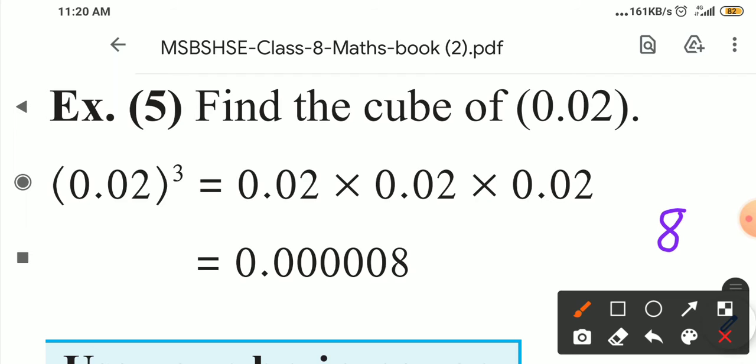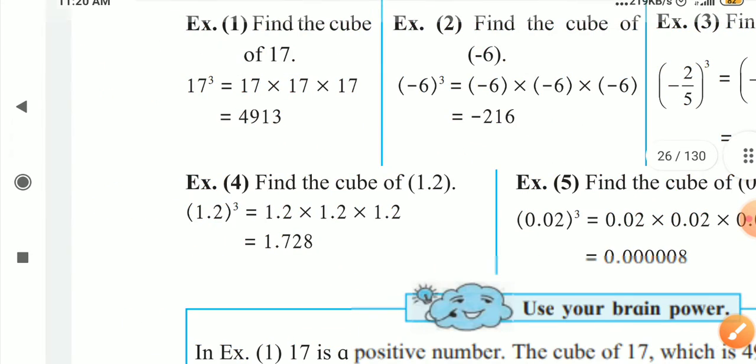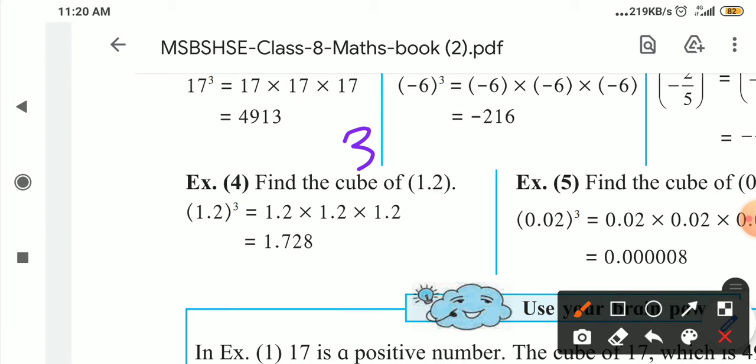Here we did the multiplication of 0.02 into 0.02 into 0.02. So in total, how many digits are there after the point? Here 2 digits, here 2 digits, and here also 2 digits. So in total, 6 digits. In the earlier example, how many digits came? 3. But here there are 4 digits. That's why you easily count 3 digits from the backside and give the point. Yes, isn't it?